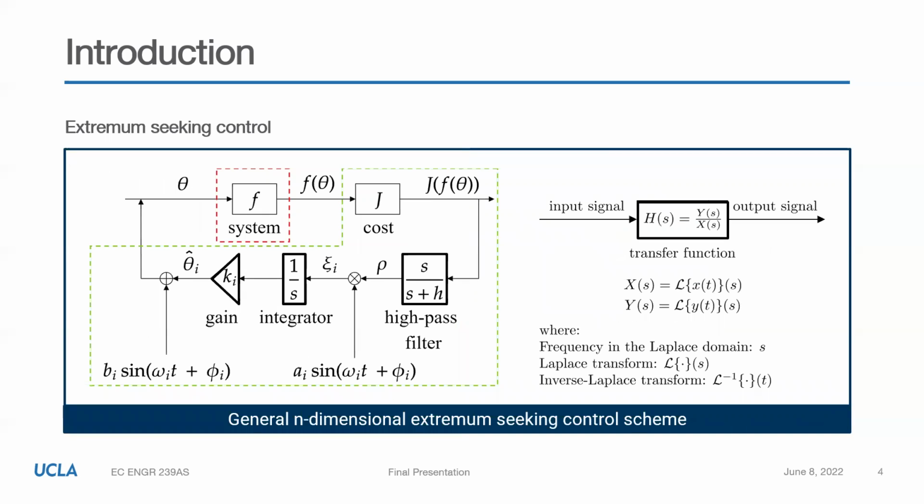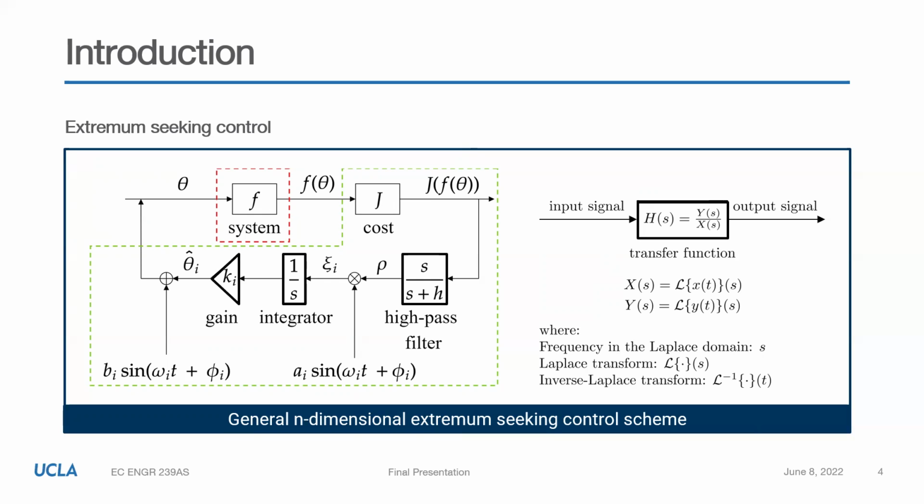Here, we see the general n-dimensional extremum seeking control scheme where red and green boxes again illustrate system and feedback, respectively. Note, this representation differs from the extremum seeking control scheme introduced in lecture 4.2, where measurable system output f of theta is now formulated into a cost function J of f of theta. Theta is not restricted to R, and sinusoidal inputs shown by a B sign and A sign are now fully parameterized.